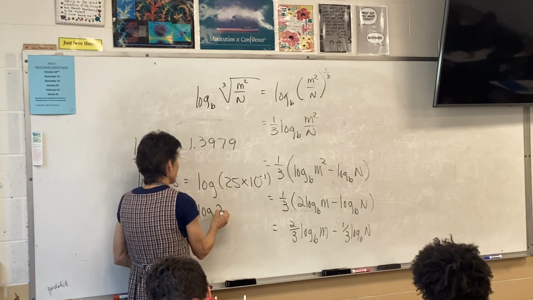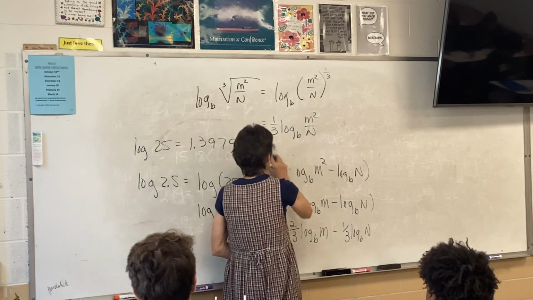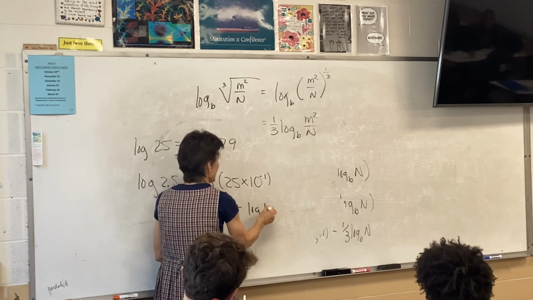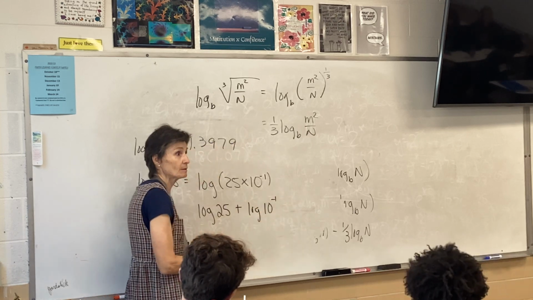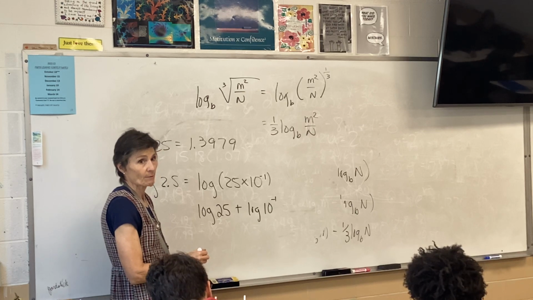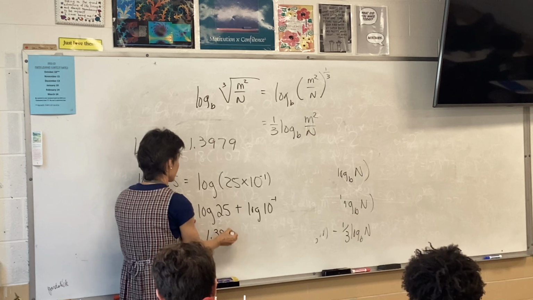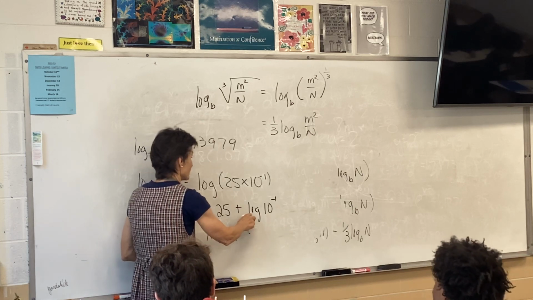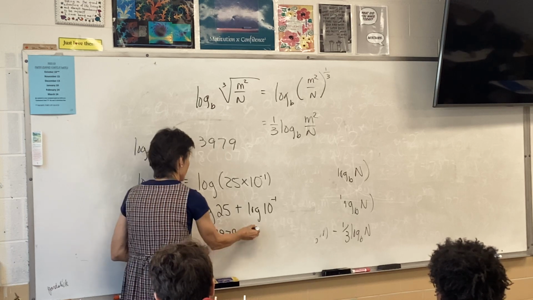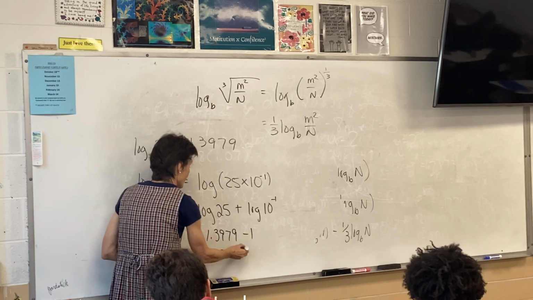Well, this will be the log of 25 plus the log of 10 to the negative first, 1/10. Is that right? Now the log of 25 is that number. What's the log of 10 to the negative first? -1. So the answer is 0.3979.